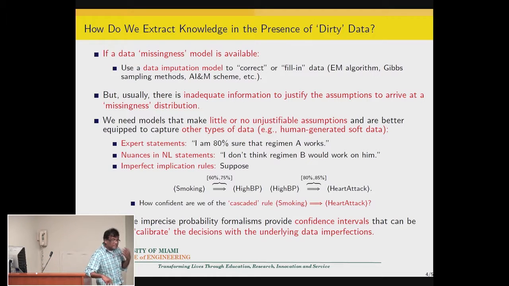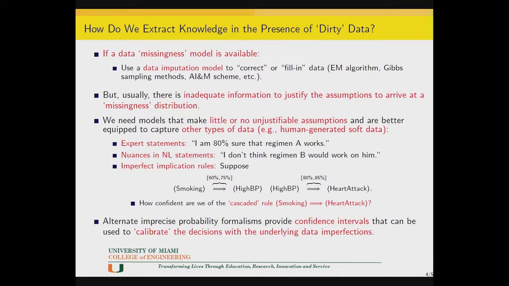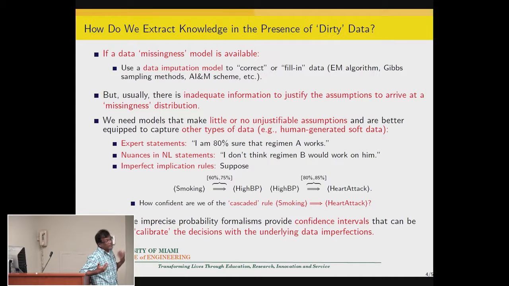So the other strategy is, of course, to use an imputation model, which is sometimes referred to as a missingness model. If a model of data missingness is available, you can use it to fill in the missing data or correct the wrong data. But usually the problem is there's inadequate information to justify the assumptions needed to arrive at a missingness model. So what we need are models that make little or no unjustifiable assumptions and are better equipped to capture other types of data. Why do we need other types of data? Because when you don't have enough information, you want to get information from all types of data that are available.